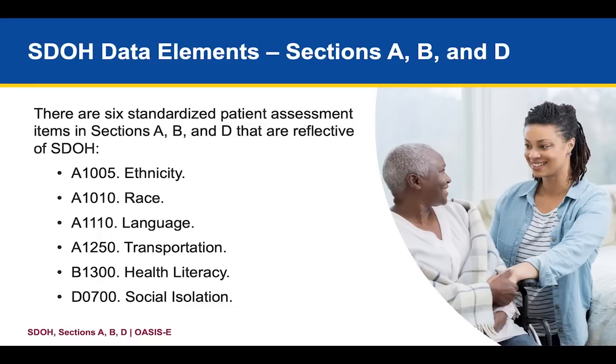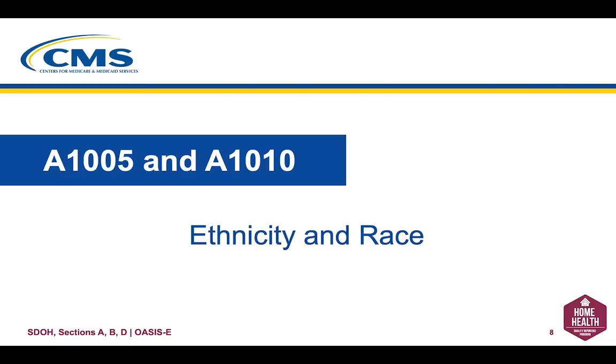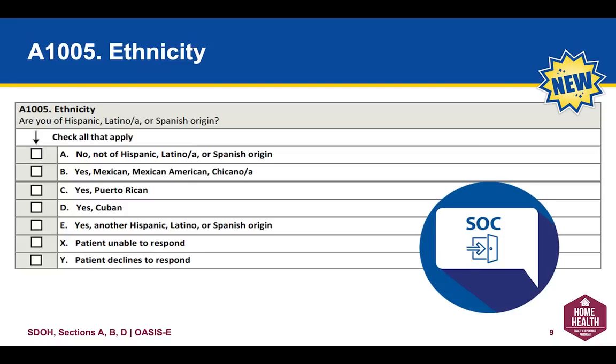As reviewed previously, these are the 6 standardized SDOH patient assessment data elements in sections A, B, and D that we will be reviewing. The first SDOH data element that we will review is A1005 ethnicity, followed by A1010 race. This is a snapshot of the data element, as you will see on page 2 of the OASIS-E Start of Care, or SOC instrument.